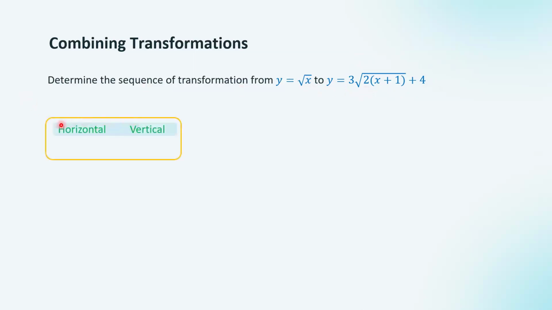So now, let's try to compare first. If you have a horizontal transformation and a vertical transformation, which one do you think is more prioritized? The answer, horizontal. Horizontal transformation will be prioritized when you are determining the order of transformation. And the next one, you have a stretch and translation. Which one do you prioritize?